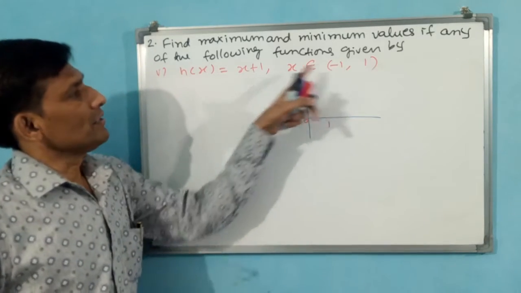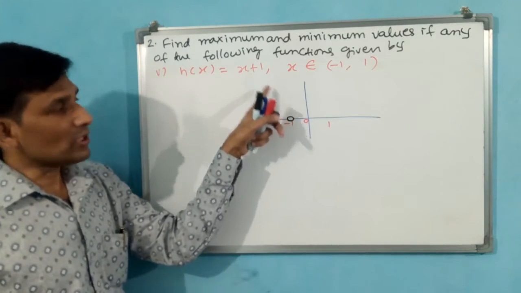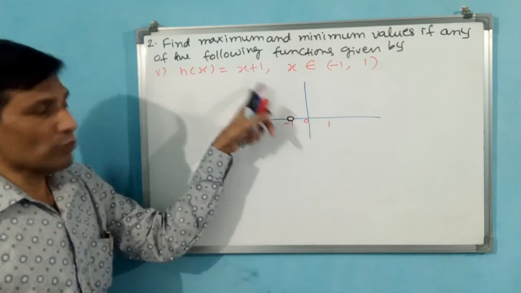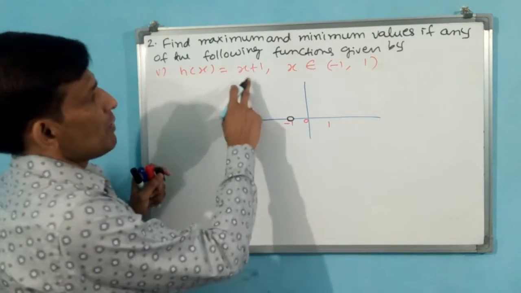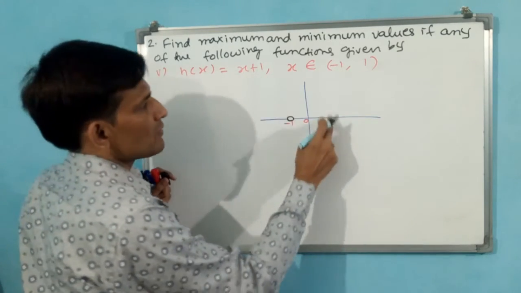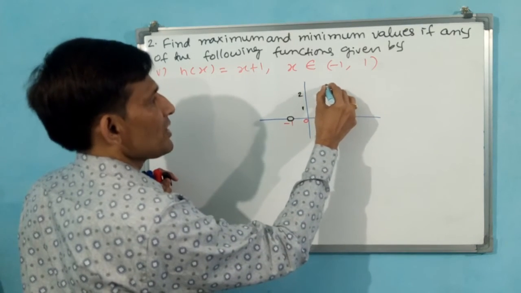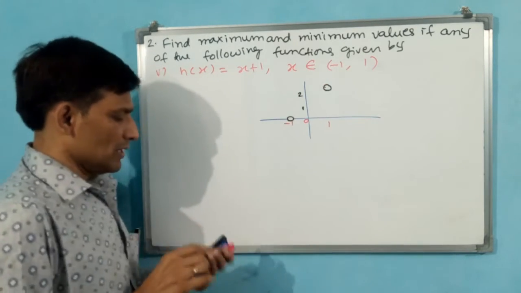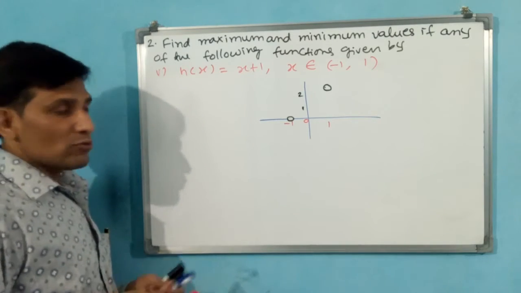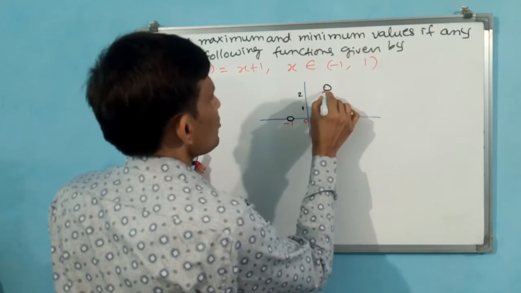Okay. Can you give +1? No. This also you cannot give, so again an open bubble. If you give +1, 2 will come. So +1 and 2. See, 1 and 2. Here also an open bubble. Okay. Now you draw this open bubble and join this.